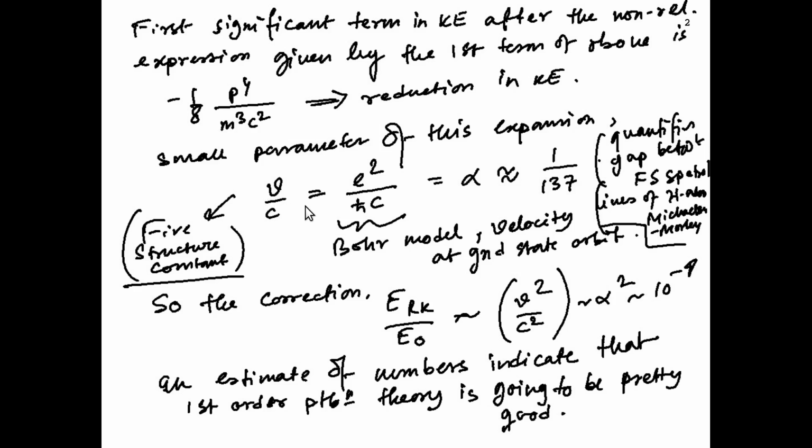So what is this quantity? If I take the Bohr first orbital formula, v is given by e square by h bar c. So now it is expressed entirely in terms of constants. For the Bohr model, I can plug in the numbers and I get roughly 1 by 137. This is called the fine structure constant.